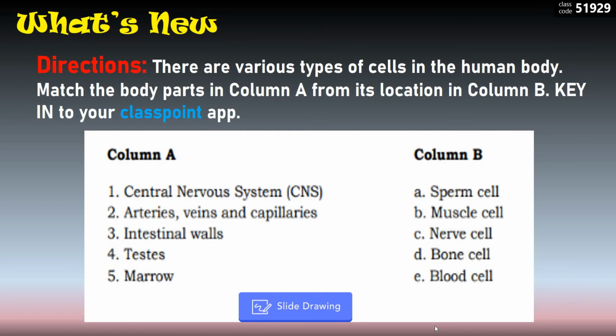There are various types of cells in the human body. You need to match the body parts in column A with their location in column B. So key in to your class point app with class code 51929. Ready? Go.